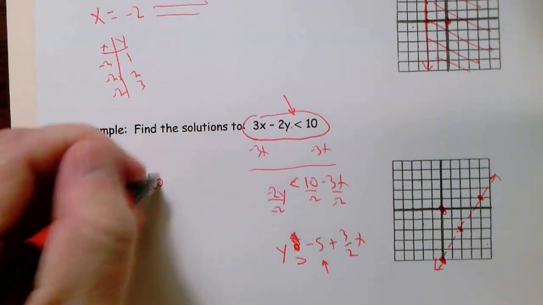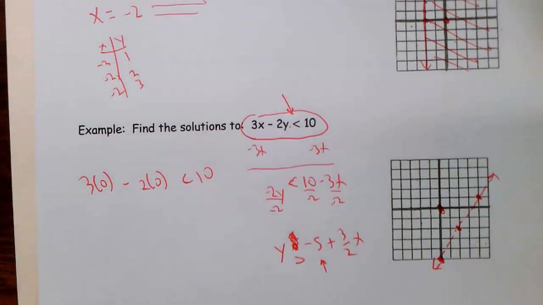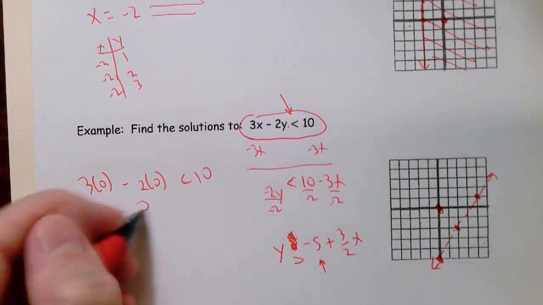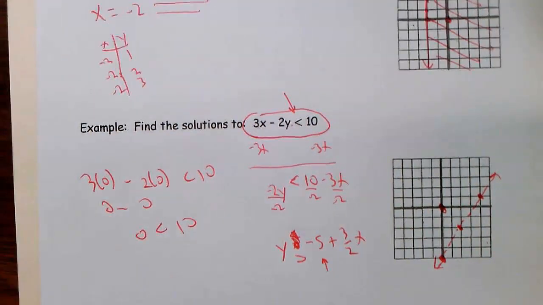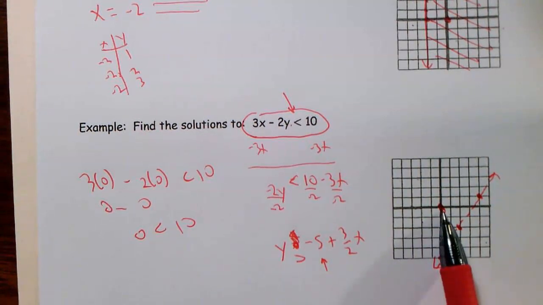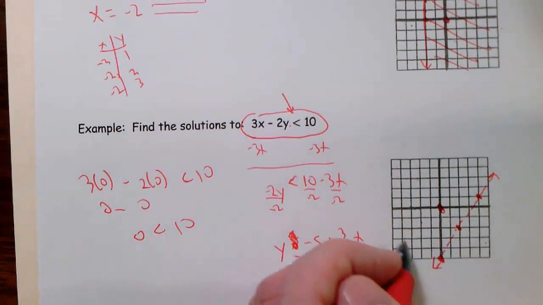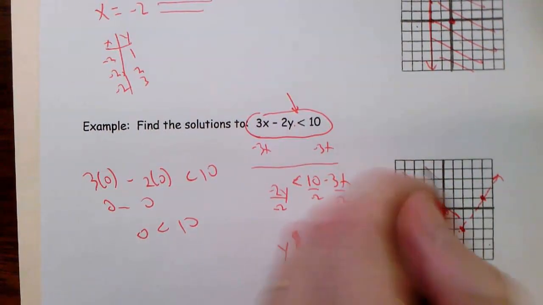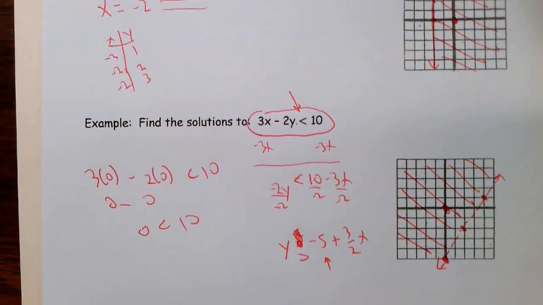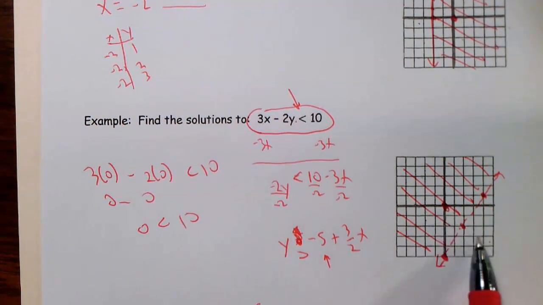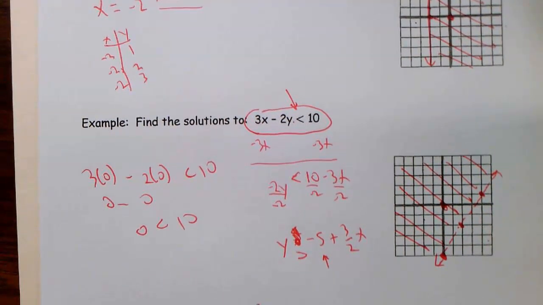And so I'm putting 0 in for x, and I'm putting 0 in for y, and I want to know if that's less than 10. Well, this would be 0 minus 0, or 0 is less than 10, which is true. So sadly, I wish I had done an example where it was the other side of the line, but I did not. Sadly, this once again is a solution, and so all the solutions are on that side, and it would be over here. Now, if that had not been a solution, I'd be shading in the other side opposite the 0, 0, but I did not.